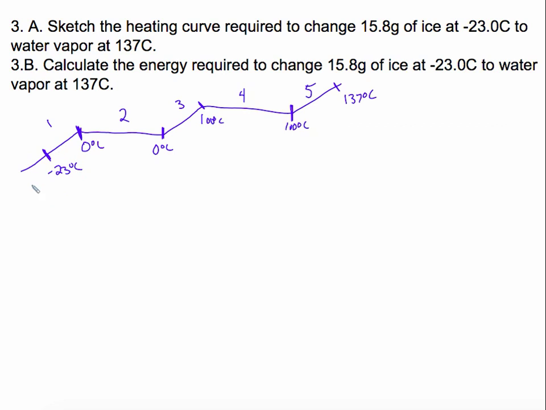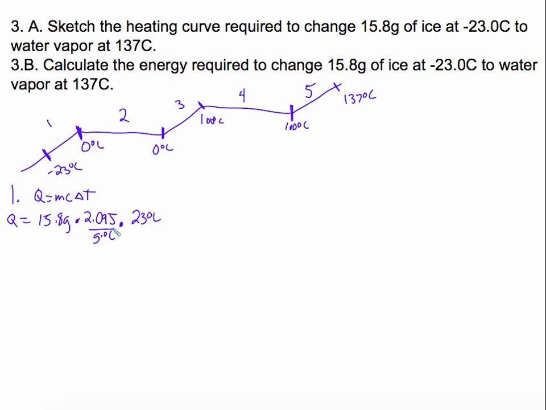Okay, so step number 1, you're starting on a slanted part of the graph. Anywhere that the graph is slanted, you're going to do Q equals MC delta T. So you plug in the mass, 15.8 grams, times C. Now remember that ice has a little bit different specific heat than liquid water. Ice is 2.09 joules per gram degrees Celsius, times the temperature change. Well, it's 0 final minus initial, 0 minus negative 23, which is a positive 23 degrees Celsius.